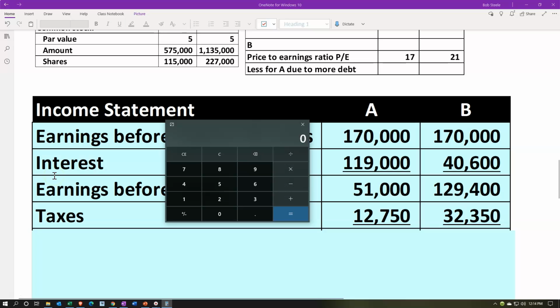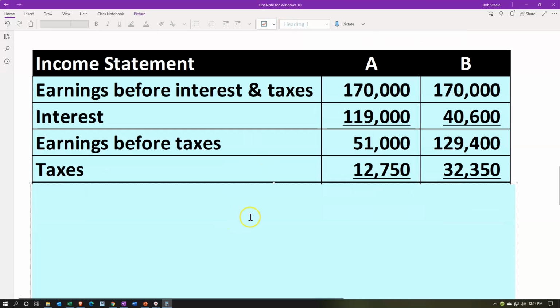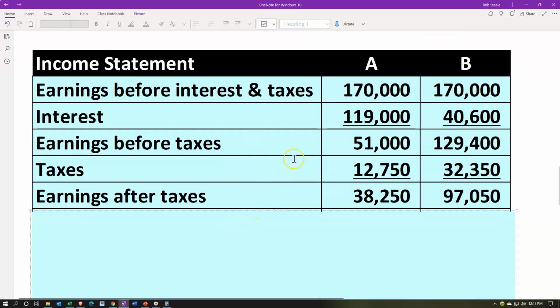And over here, and by the way, we do talk about how you get to that tax rate in advanced financial accounting, if you're interested in that. So then we have the 129,400 times the 0.25, and that's going to give us the 32,350 on the taxes. Then if we subtract the taxes from the earnings before taxes, we're going to get the earnings after taxes of the 38,250 and the 97,050. And so that's going to be basically our bottom line.